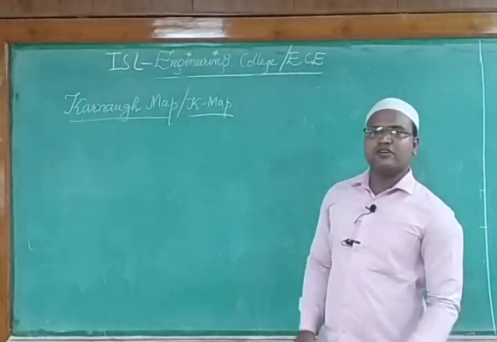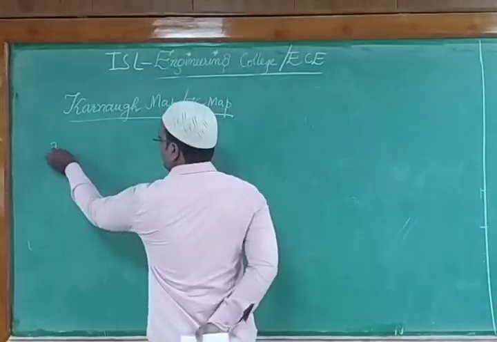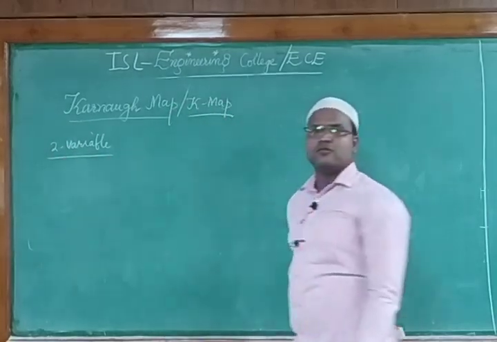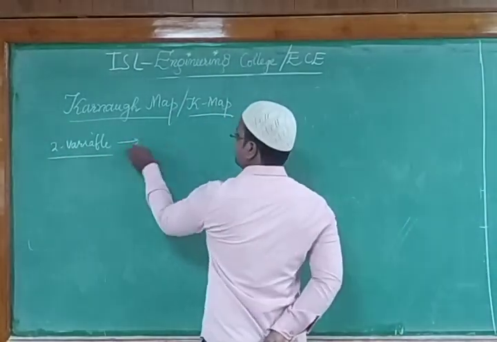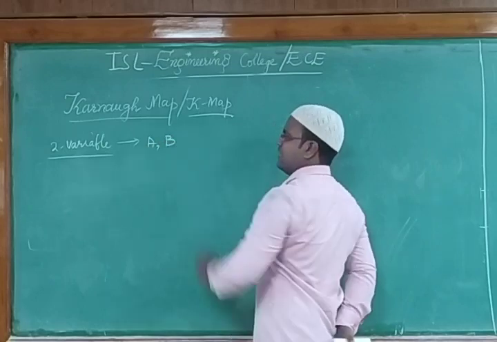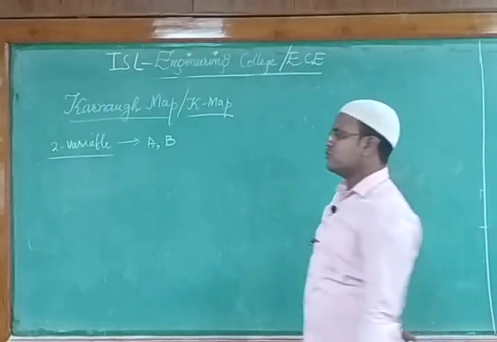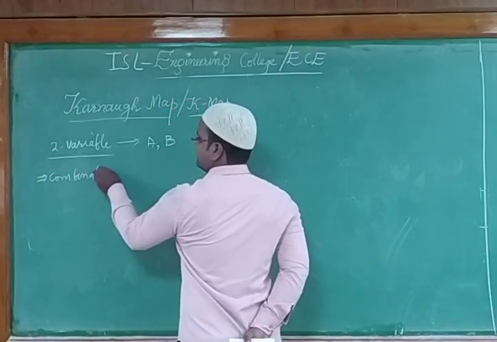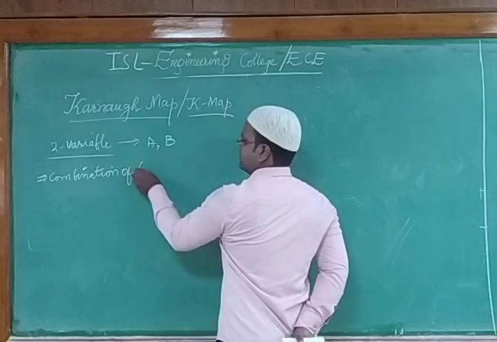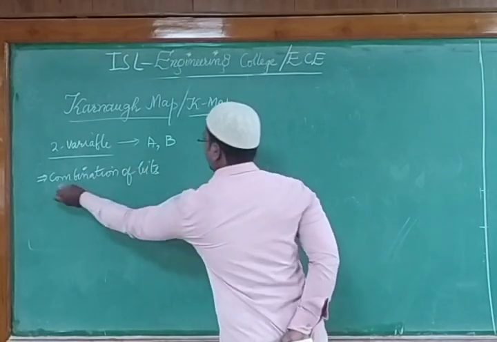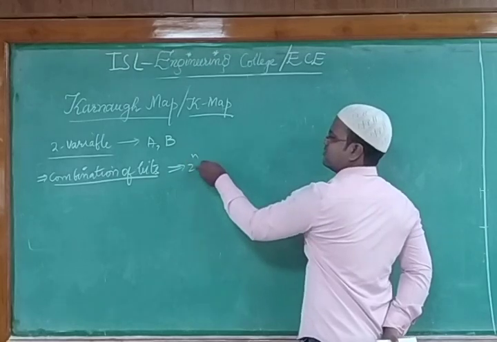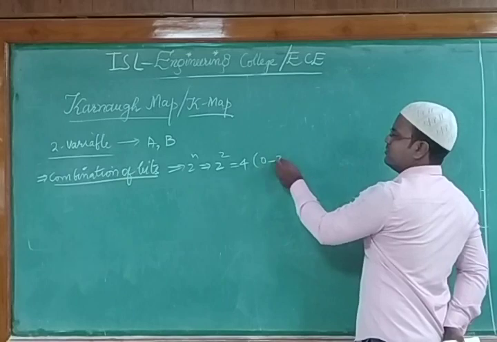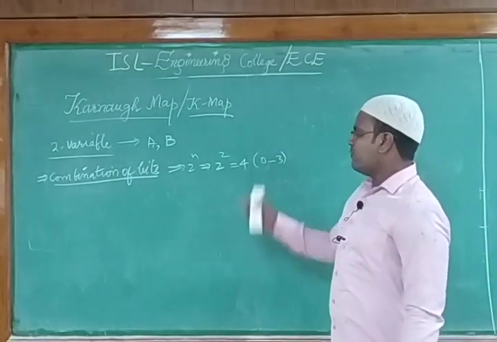or K-map. So the first thing, starting from 2 variables. If you have a 2 variable K-map, what is the meaning of that? 2 variables in the sense we are using A first. Suppose for example I am taking another variable B. So what are the 2 variable combinations? The combination of bits, what can I write for this? It's 2 power n. 2 power 2 is 4. That means digits from 0 to 3. So that is the combination of these 2 variables.